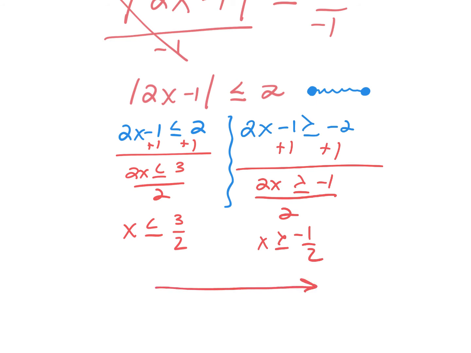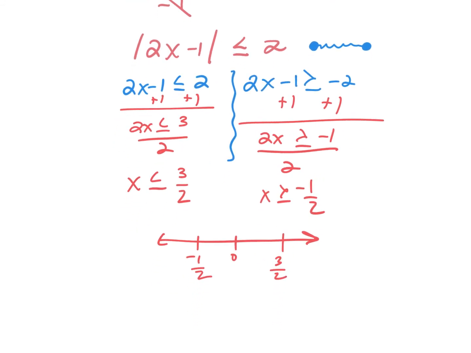So what kind of dots did you tell me I had? Closed dots. I have 3 over 2, negative 1/2. Now look, if I'm looking at these each independently, it's telling me from my closed circle at 3 over 2, which way should I color? To the left. And it's saying from my closed circle at negative 1/2, which way should I color? So that just confirms that we're supposed to color here in the middle.